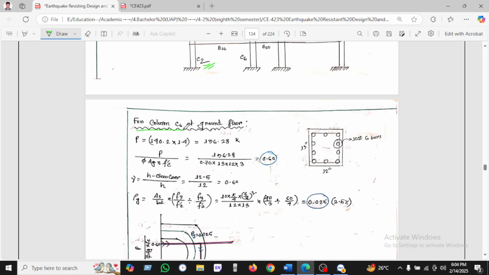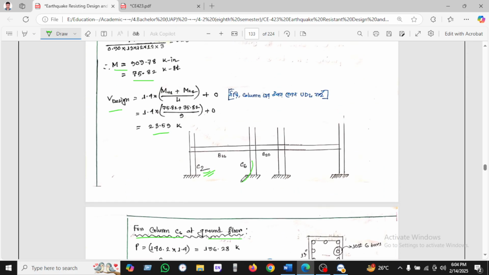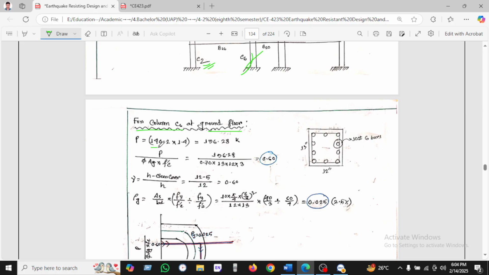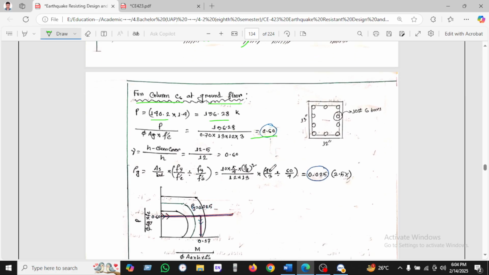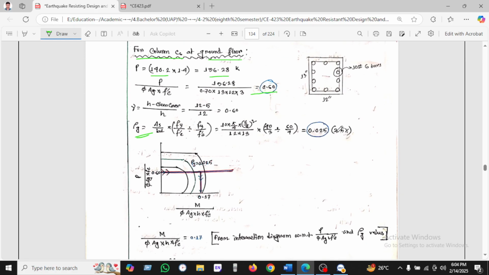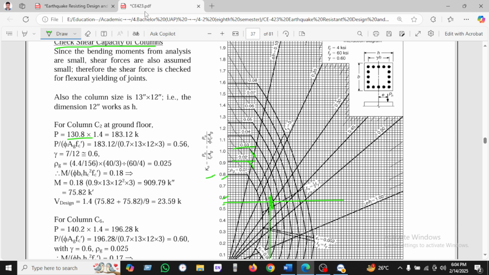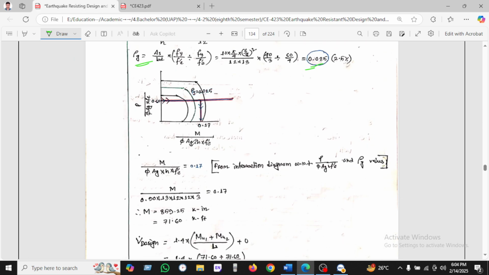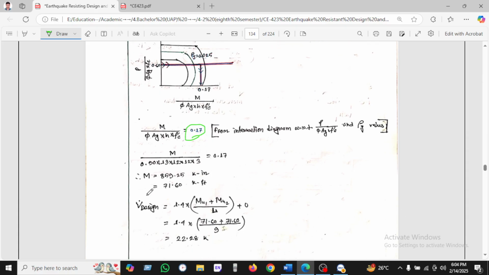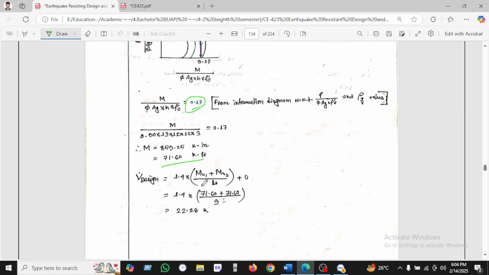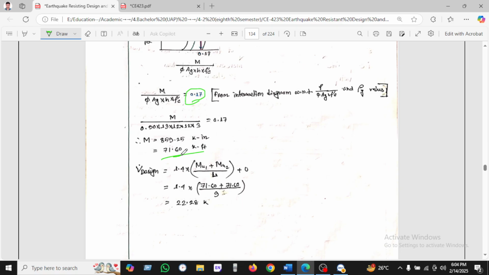For column C6 at ground, we found this value and put all these values in, and found 0.60. In the same way the row value is found. After getting all these values and putting them in the column interaction graph, we found 0.17.